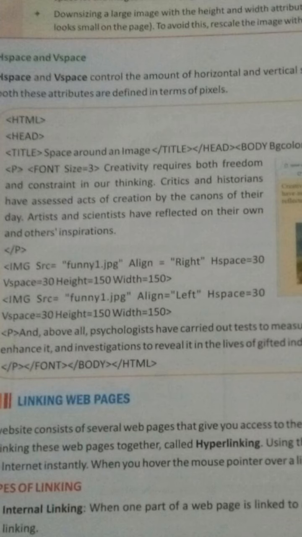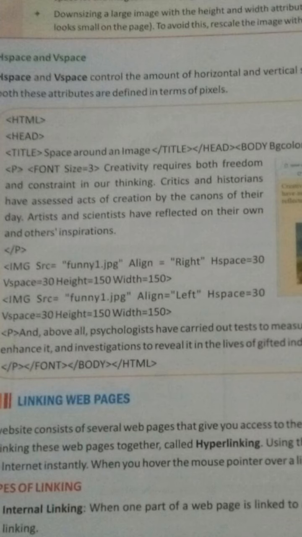In the same way, you can see next one, v space is there. V space equal 30 means vertically 30 pixel space will be left blank from that image, means from the left side or the right side of that image 30 pixel space will be left blank. Vertically 30 pixels from the top side and the bottom side, 30 pixel space will be left blank. H space for horizontal space, V space for vertical space.